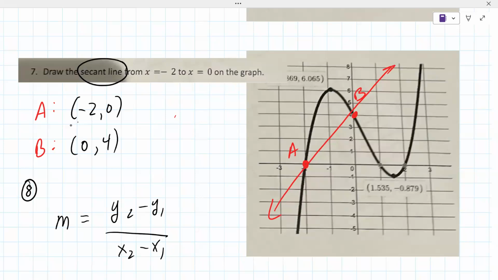-2. Not negative two. What number did you use for y two? 4. Okay. What number did you use for y one? 0. Okay. What number did you use for x two? -2. Okay. So you said four though was y two. So four is y two, that's x two. So go ahead and recalculate.